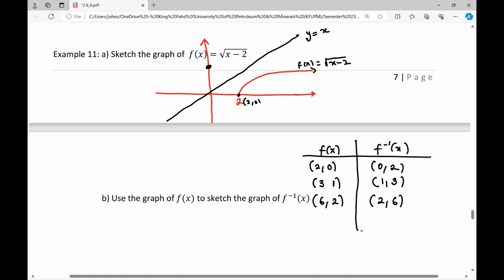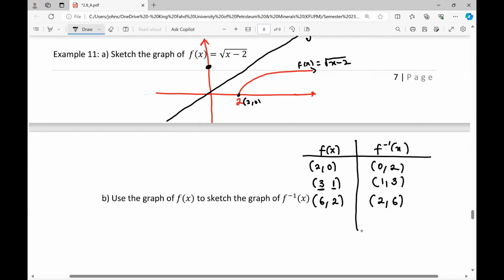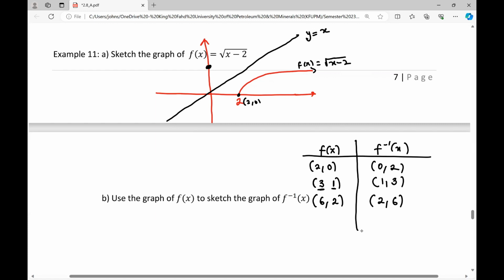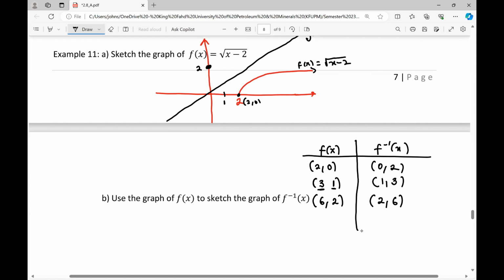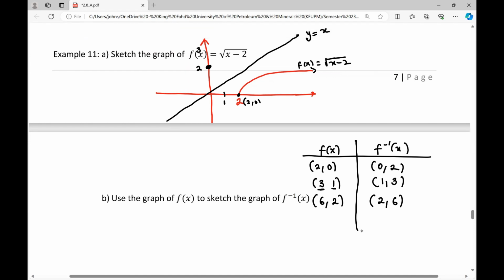So if this is 2, 0 on the graph of F, on the graph of F inverse is 0, 2, which is here. So this is 0, 2. Then if x is 3, 3 and 1 becomes what? 1 and 3. So if this is 2, this point here is going to be 1. So 1 and 3, remember here is 2, right? So 1 and 3, 3 is going to be somewhere here. So 1 and 3, 3 can be somewhere here.